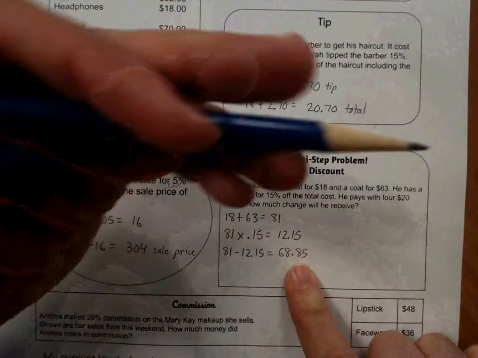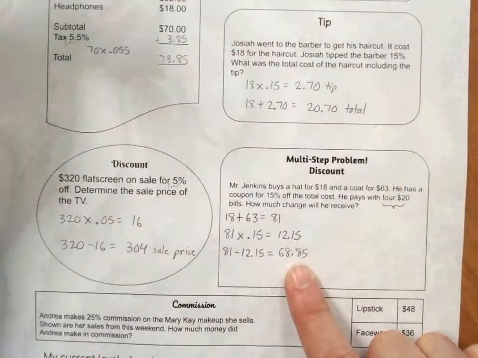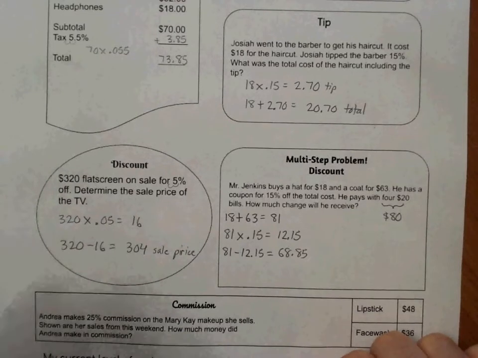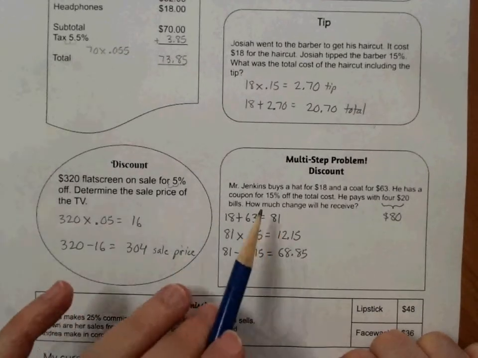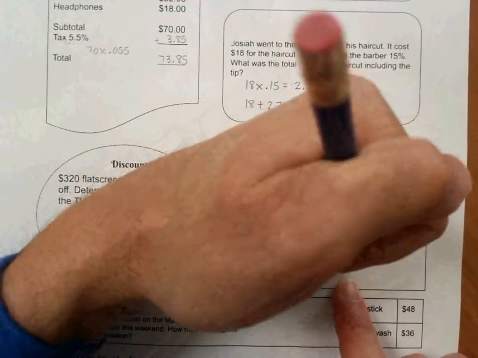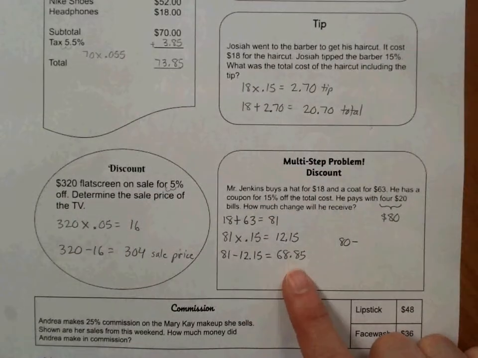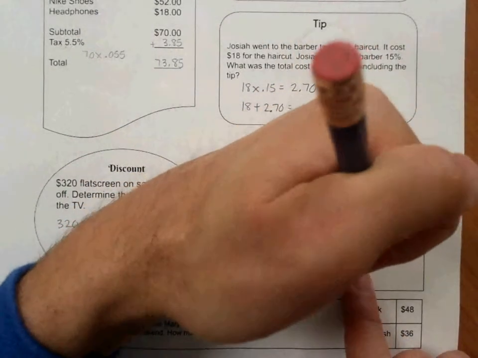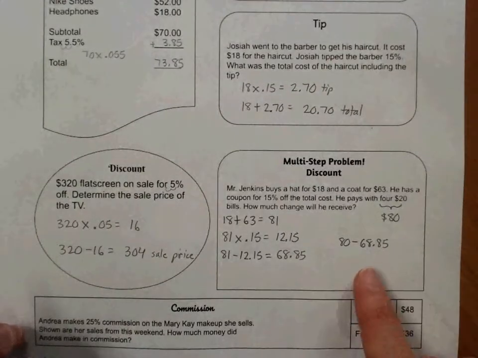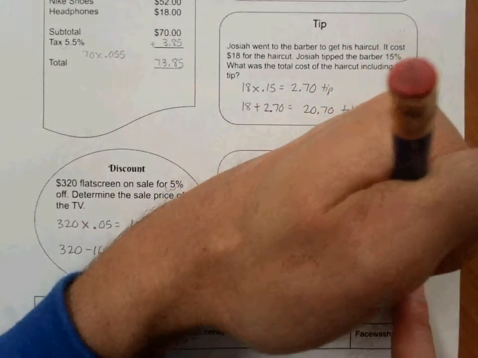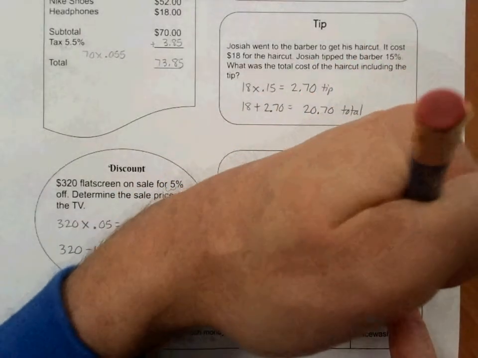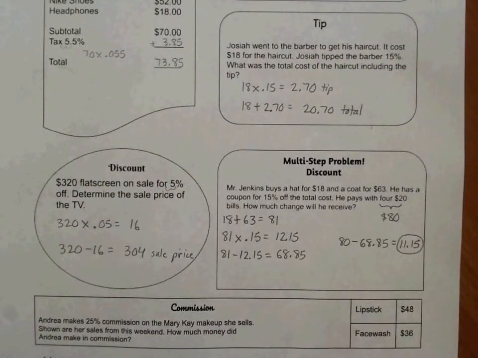Now it says you pay with 4 $20 bills. So that right there, if you do 4 times 20, that's going to be $80. So we're paying with $80. So to figure out what this question is asking, which is how much change will we receive, do subtraction for your final piece here. So you're going to say 80 minus what we're going to pay after we use that coupon. So that's $68.85. And when you do that subtraction, you're left with $11.15. So therefore, when it says how much change we receive, that's what we're looking at for our final answer here.